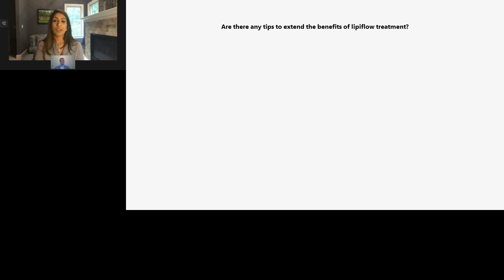Okay, our next question. Are there any tips to extend the benefits of LipiFlow treatment? One thing I tell all my patients after LipiFlow is to make time once a day to do a hot compress. It can be in the shower, just a clean washcloth with the heat there. But I do feel that if patients do a warm compress, even if it's not every day, if it's 3 to 4 times a week, that helps to extend the benefits because it encourages the flow of the oils.